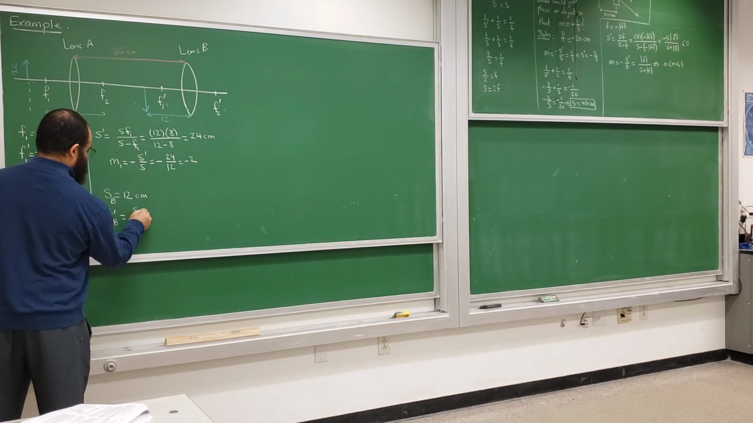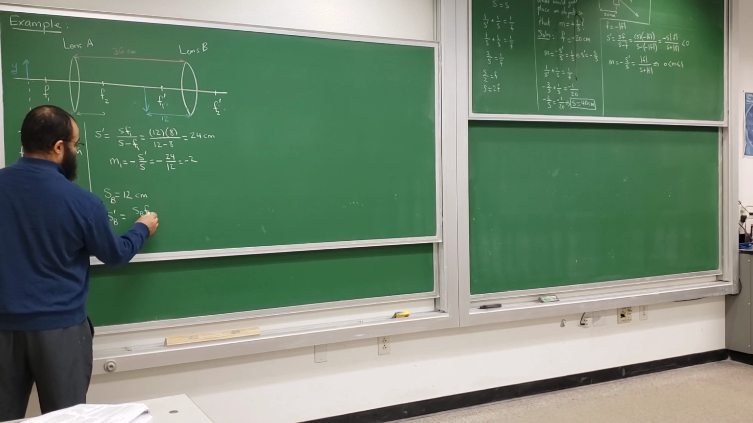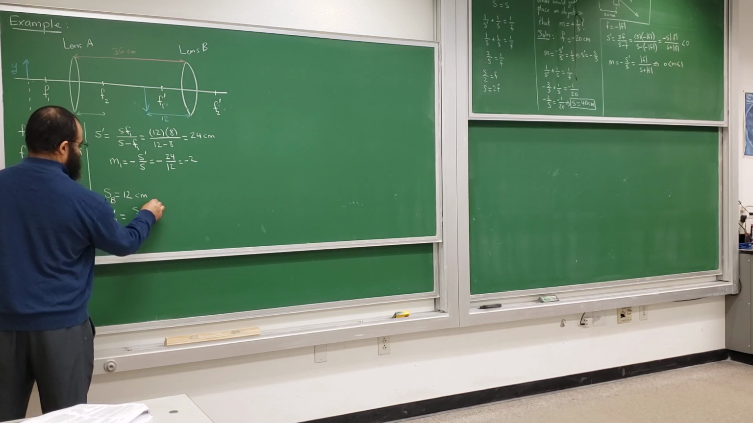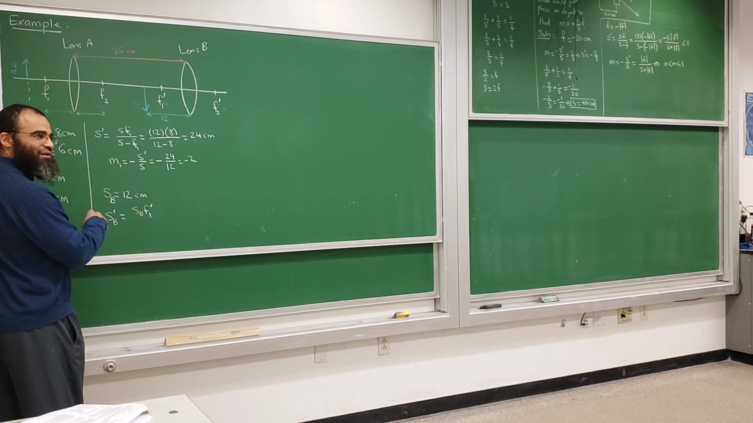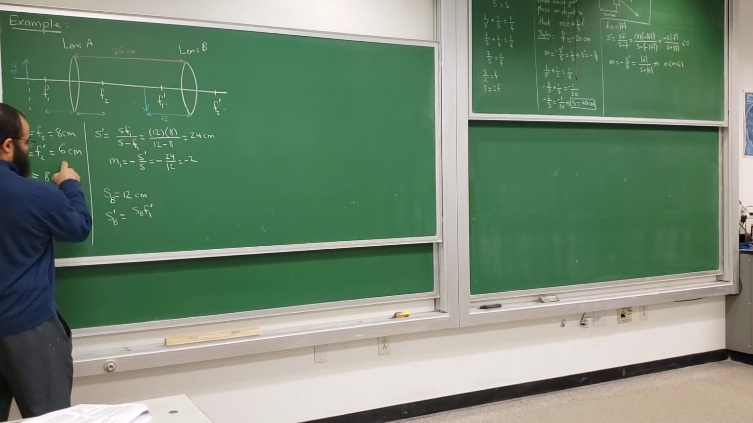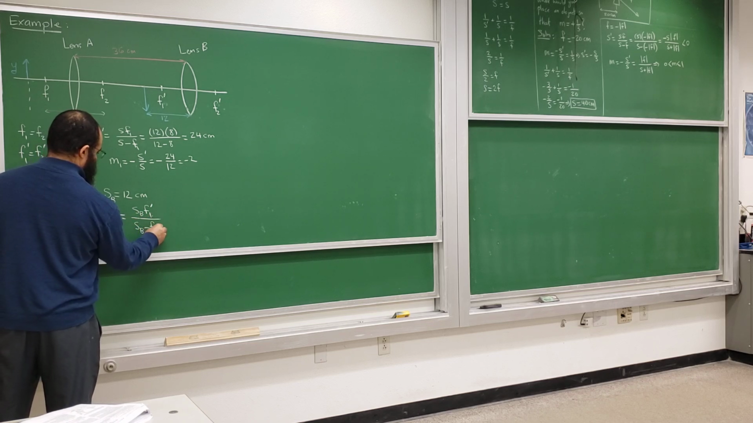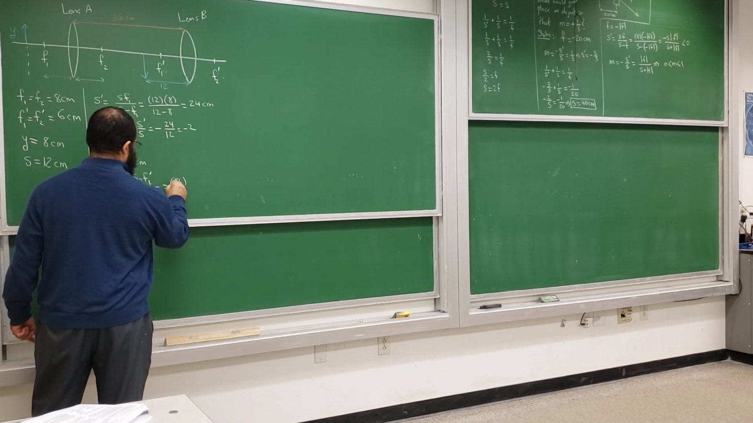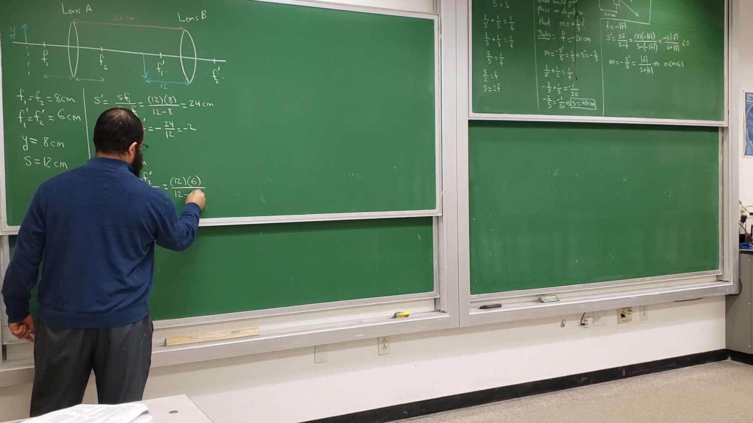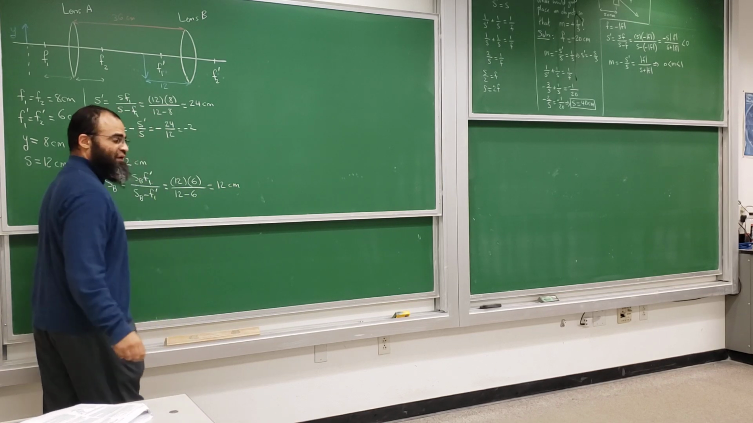So SB prime will be SB times F1 prime. It should have been FB also. That's a bad notation that I put, but you know what I mean, right? F1 prime, which is 6 centimeters, over SB minus F1 prime. SB is 12. So 6 over 12 minus 6. That gives 12 centimeters.